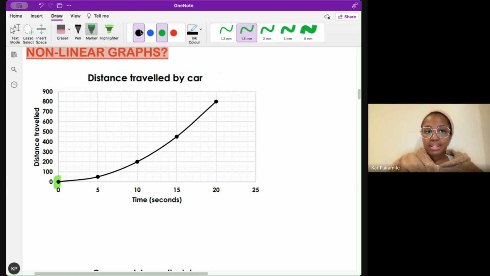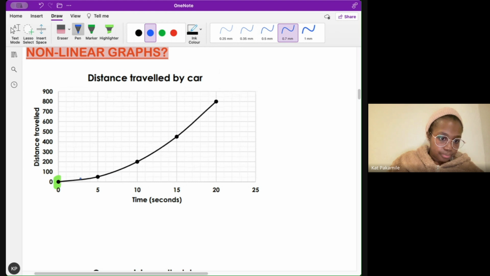What do we think? Alice says linear. What does everybody else think? I'm going to write the coordinates here. So the first one we know is 0, 0. Okay, the second one is 5 with 50. I'm actually not going to write the x because the x is at the bottom.